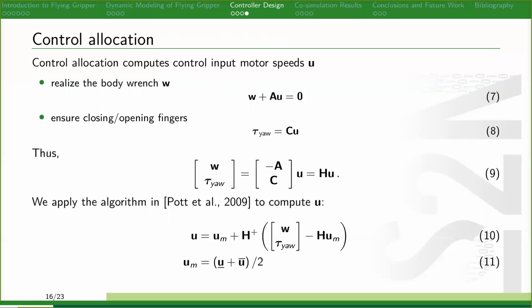We apply the method proposed by Bodson in 2009 to compute control inputs. We compute the mean values of maximum and minimum control inputs, UM. Then we use UM to compute the final control input U in equation 10.